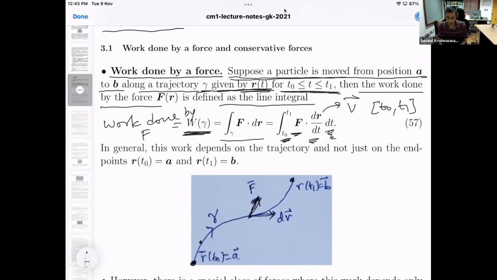Notice that the force itself may depend on location. It's not necessarily a constant. It may depend on the location r and may change with time. That is why we need to perform an integral. Otherwise, you could take the F outside.